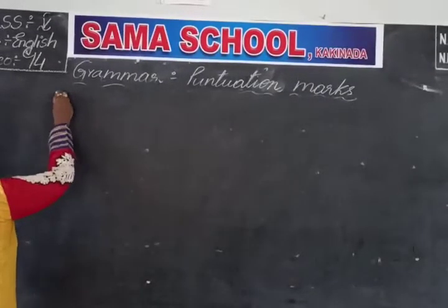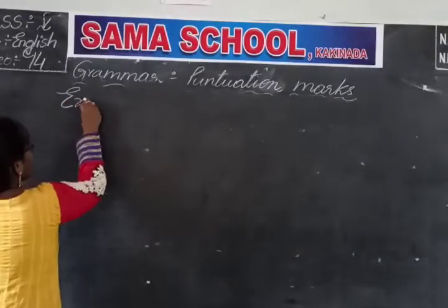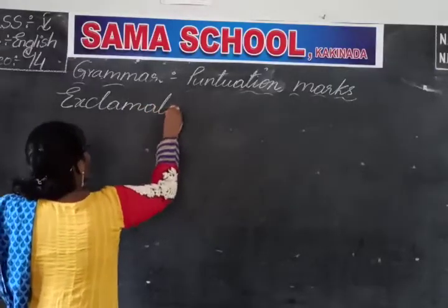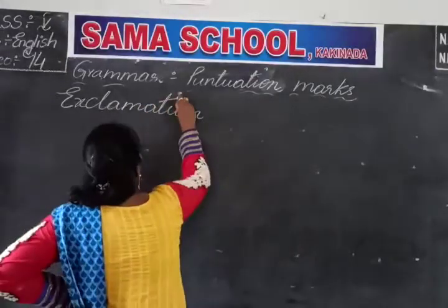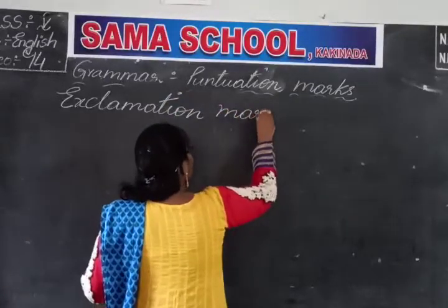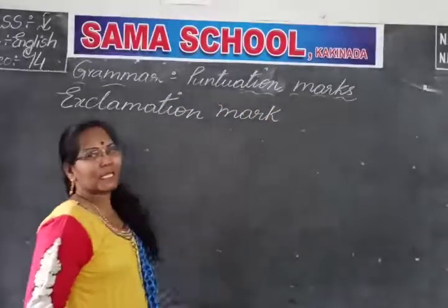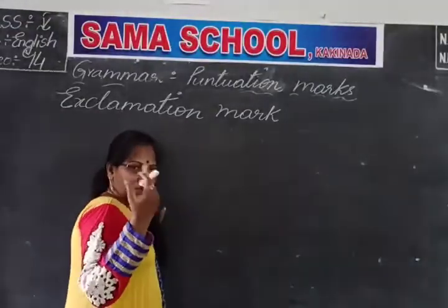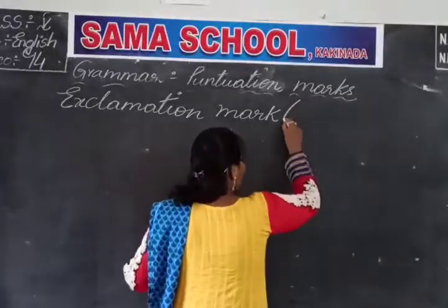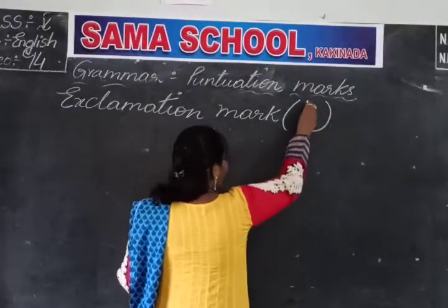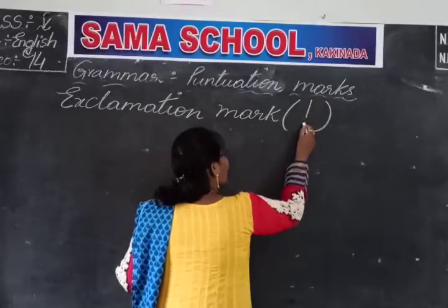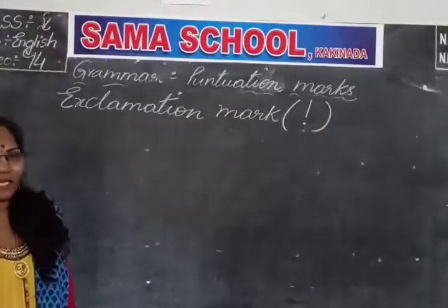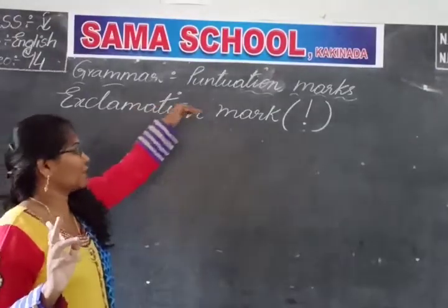Coming to the next one. So, exclamatory sentence. Exclamation mark. Sorry. Now we are going to learn about the exclamation mark. I think you have heard about this word a number of times from the mouth of your teacher, because you have learned it in grammar. Isn't it? Yes. Here a straight line will be there. Down to the straight line we will put a dot. This mark we call an exclamatory mark or exclamation mark.